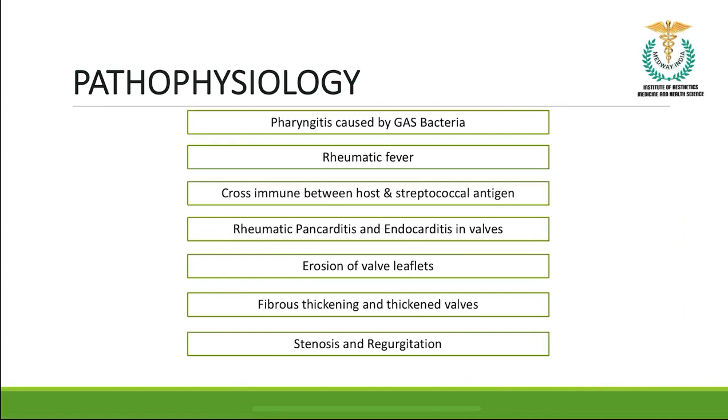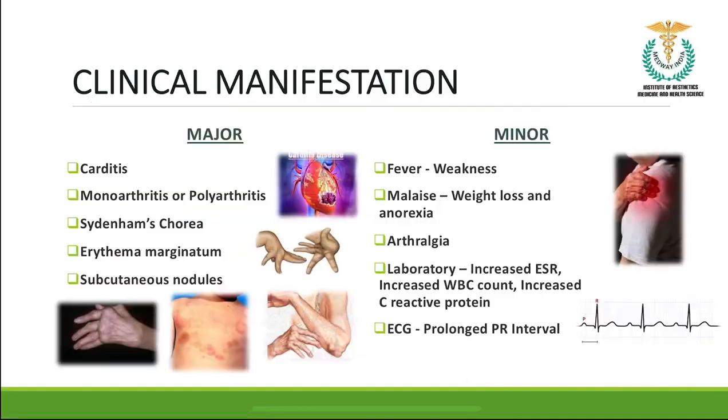So this can cause rheumatic pancarditis, that is inflammation of all three heart layers: endocardium, myocardium, and pericardium. So endocarditis, pericarditis, myocarditis, and endocarditis in the valves, and because of that there can be erosion of valve leaflets, which can get healed by fibrous thickening. Because of that, there can be a thickening of the heart valve, which can end up in stenosis or regurgitation of the heart. So this in turn leads to rheumatic heart disease. This is the pathophysiology of rheumatic heart disease.